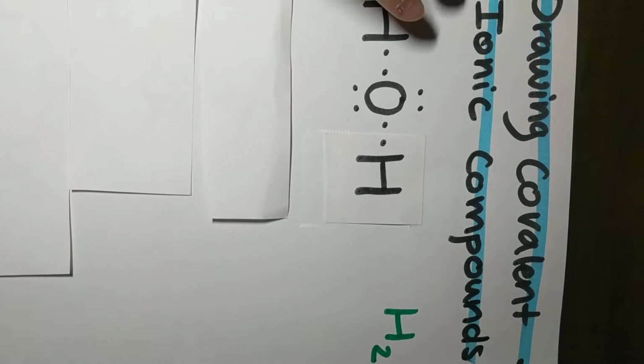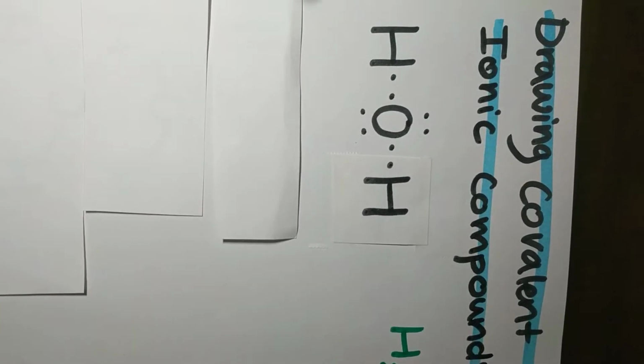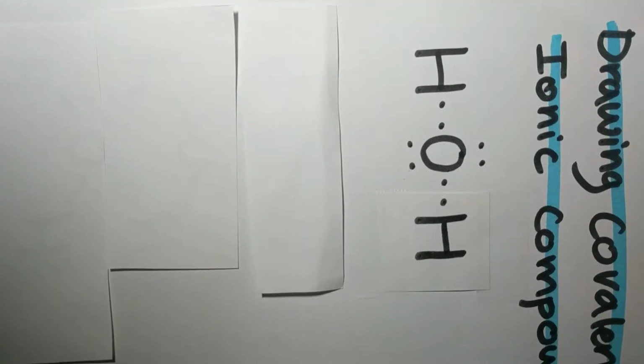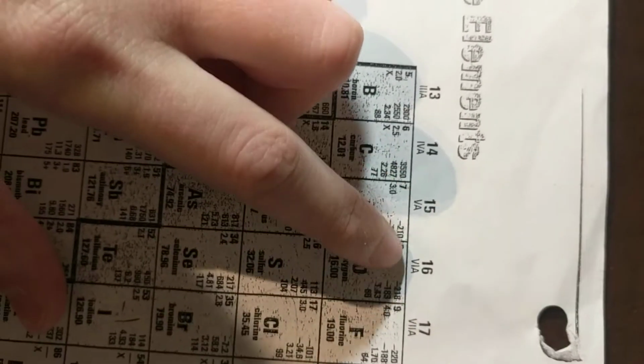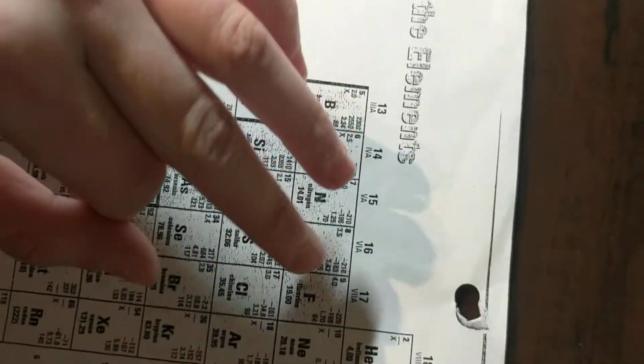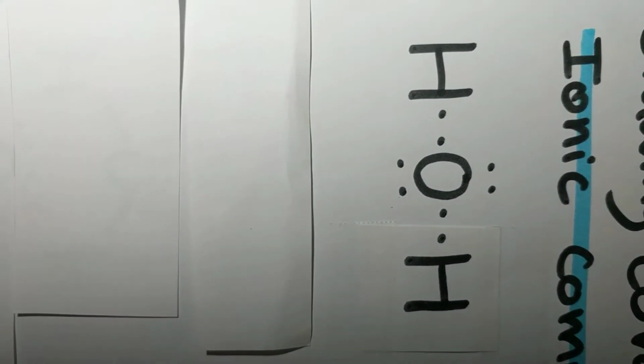So first we're going to put oxygen in the middle because it has the highest bonding capacity, and then we're going to put the hydrogen on either side. And then we're going to draw the valence electrons around each atom. Oxygen has 6 valence electrons because it's in group number 16, and we're going to take the last digit. And then hydrogen has 1 valence electron on each atom.